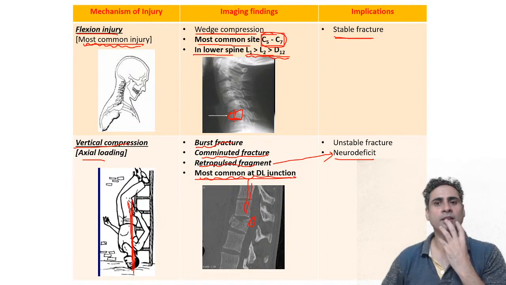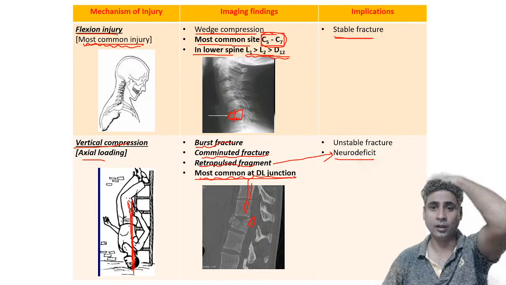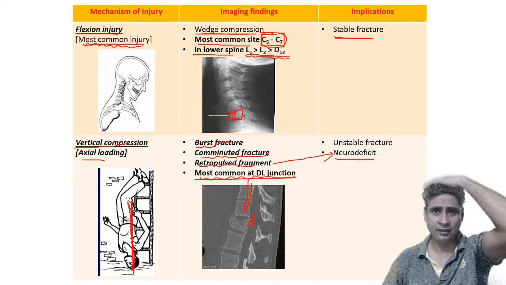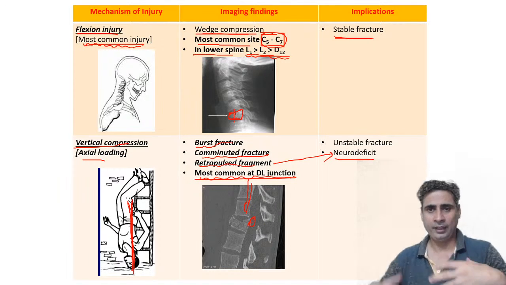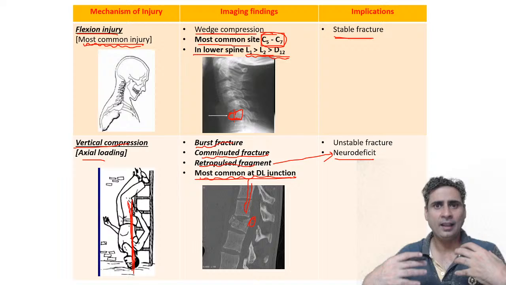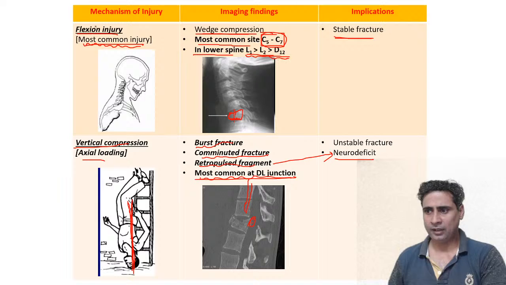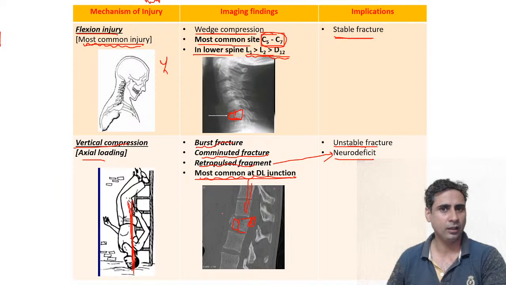Because, as you can see, the cervical spine is a very mobile area. As soon as there is axial loading, there will be some flexion or extension. So isolated axial loading is less common. Whereas in the dorso-lumbar area, mobility of the spine is restricted. Isolated axial loading is more common. That is why this burst fracture is particularly common in the dorso-lumbar area. And this type of fracture is an unstable fracture, as the anterior as well as posterior half of the vertebra are involved.